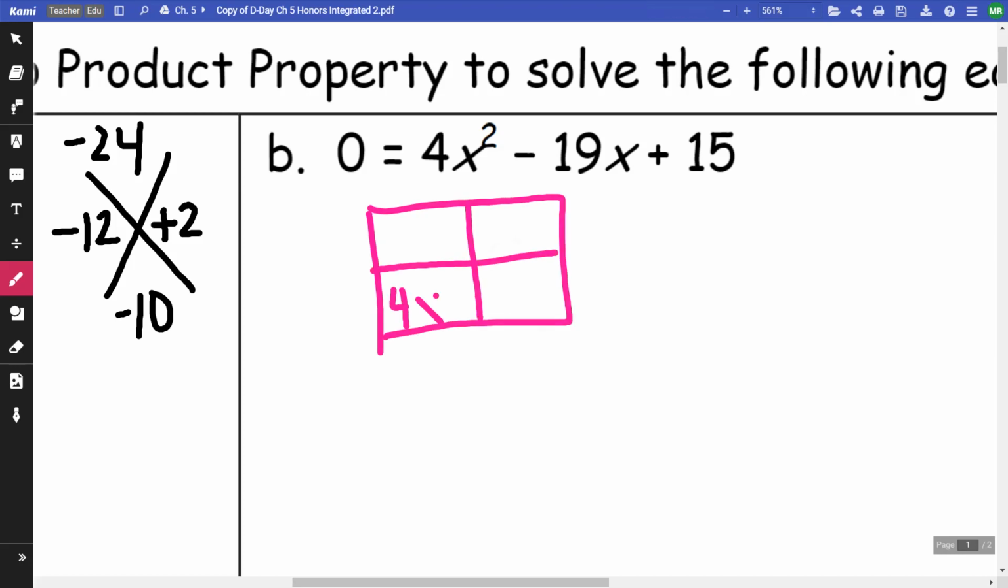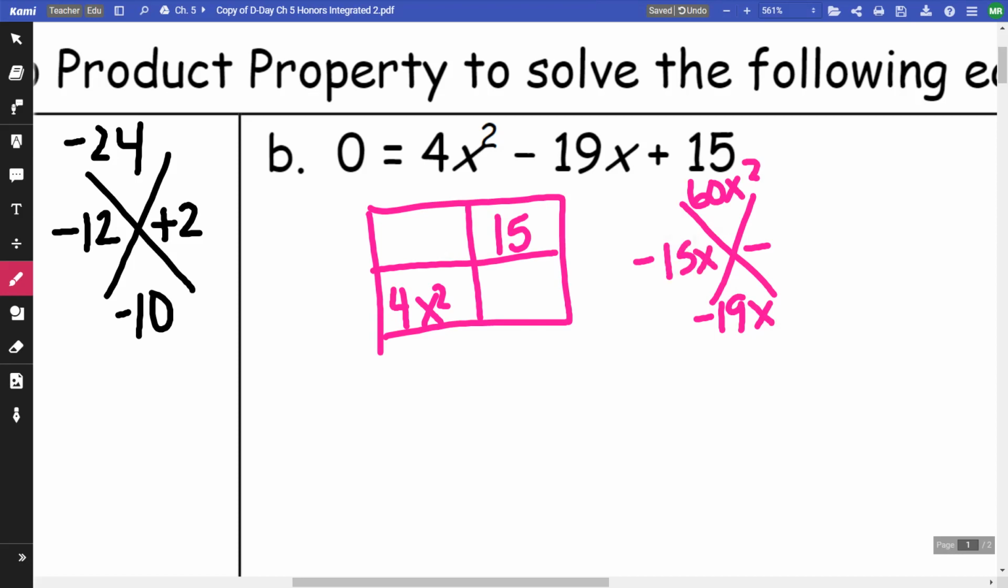So I have a 4x squared here, a 15 here. Those multiply to give me a 60x squared, and it has to combine to give me a negative 19x. So this is going to be a negative and a negative because I have a positive product and a negative sum. And I'm thinking 15x and 4x. So a negative 15x and a negative 4x.